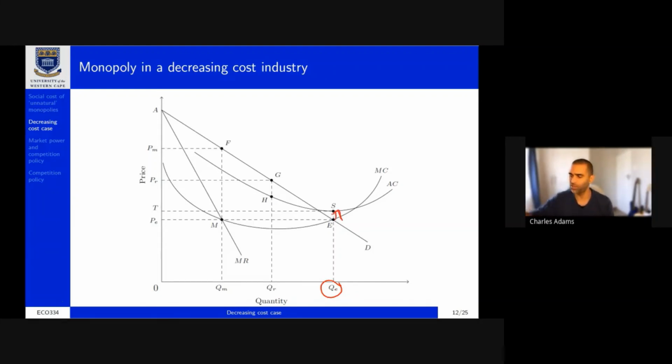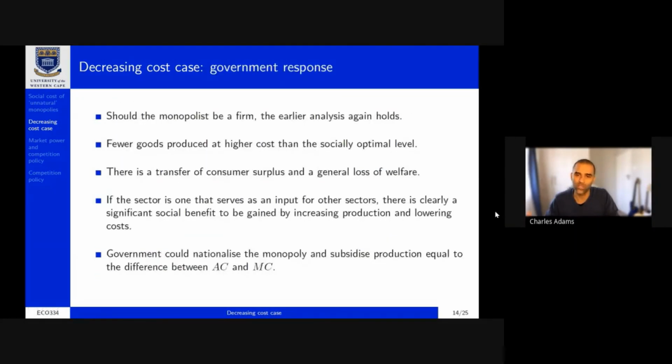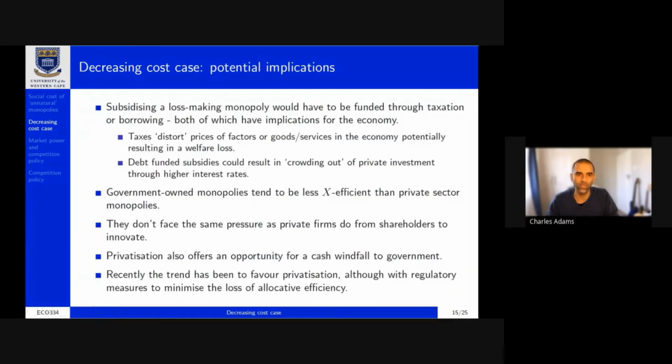But of course, subsidizing that means government has to channel resources or financing in that direction. In other words, government has to pay for it. How does government pay for things? Well, there's two ways. One is by collecting taxes, and the other is through borrowing. And both of these things will have knock-on effects elsewhere in the economy. Subsidizing a loss-making monopoly would have to be funded through taxation or borrowing, both of which will have additional implications, perhaps elsewhere in the economy.